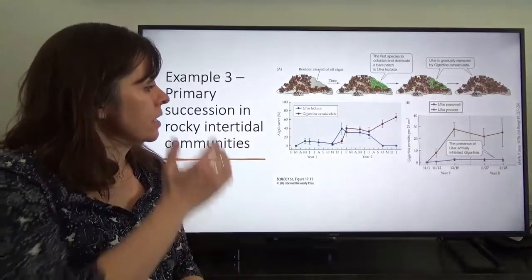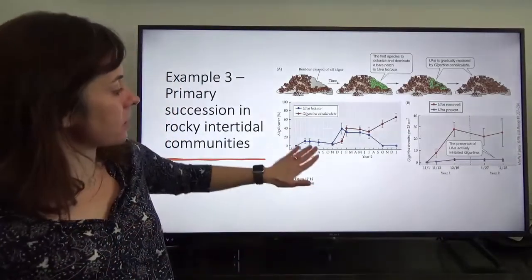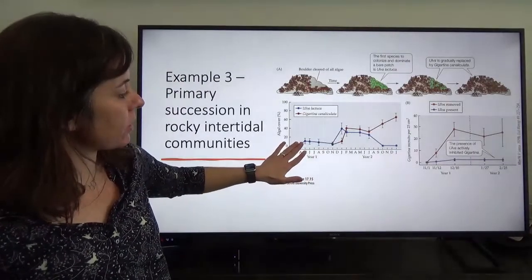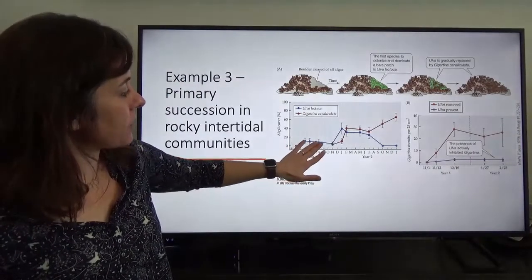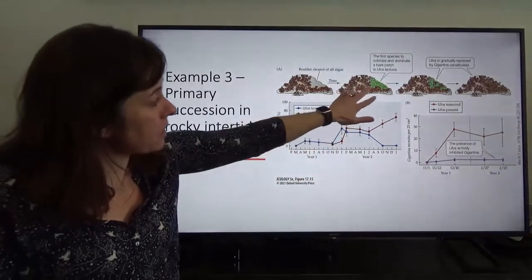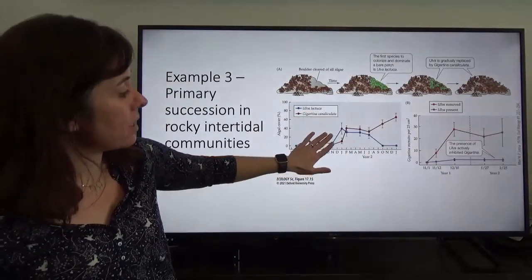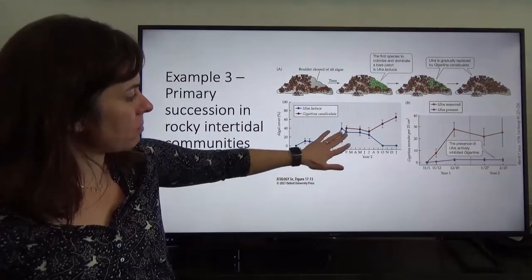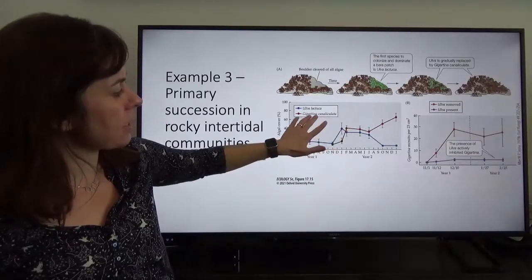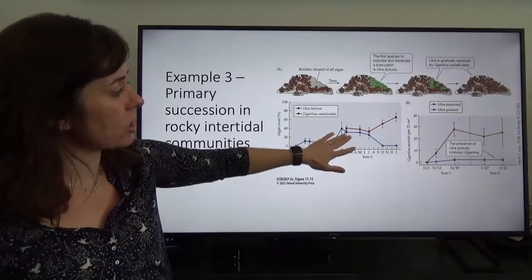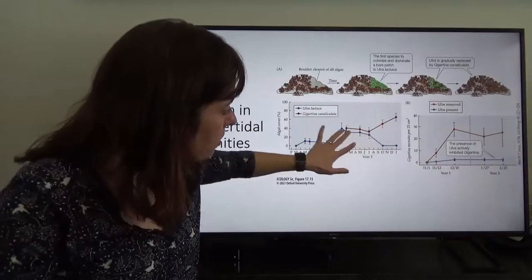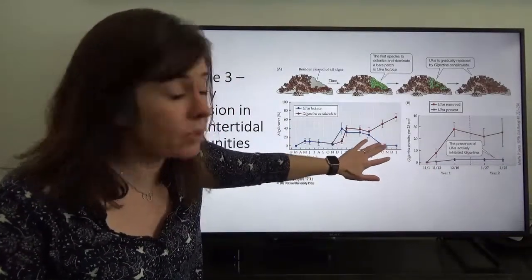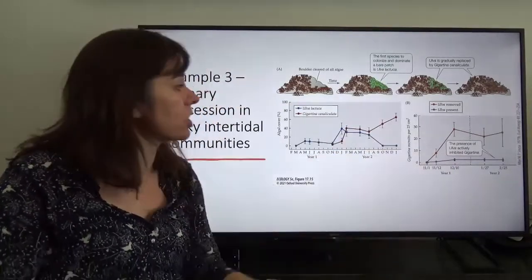Okay, so what happens initially, the sequence of successional processes, is that very early on, you have the establishment of Ulva, so this green algae. And then that green algae has established, and about a year later, we start to see the establishment of Gigartina, which is the red algae. And then you have this situation where Ulva, the green algae, declines in prevalence, and Gigartina, the red algae, increases in prevalence.